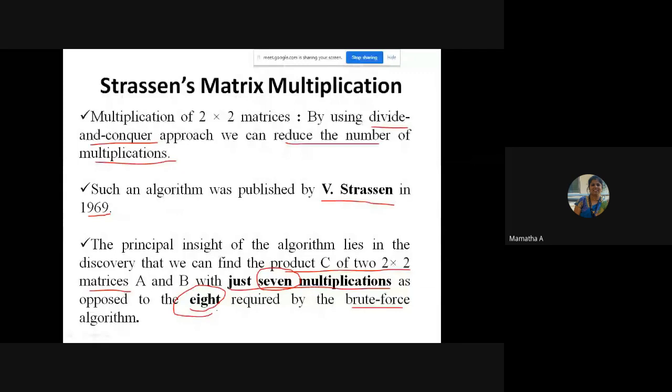You might tell me, ma'am, 8, 7. That makes a quite huge difference when I talk about efficiency, right? So he said that yes, I can produce the matrix multiplication of 2 cross 2 with 7 multiplications rather than 8. Are you understanding? Today's class we will prove this.